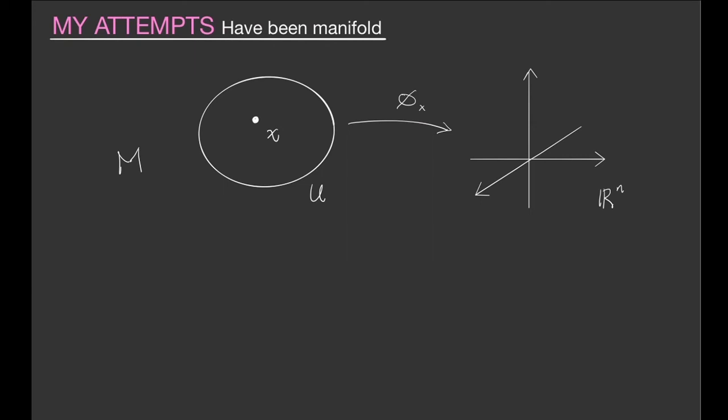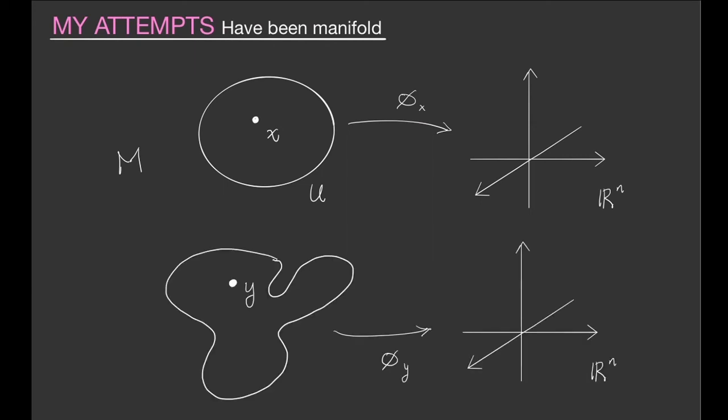So if we had a different point, let's say y, there would also be some other open set, let's say Uy, with another homeomorphism that goes to Rn. And when we say homeomorphism, what we're really meaning is essentially that these open sets are like Rn. So around each point, it looks like Rn. It may be a deformed version of it, but it is essentially Rn.